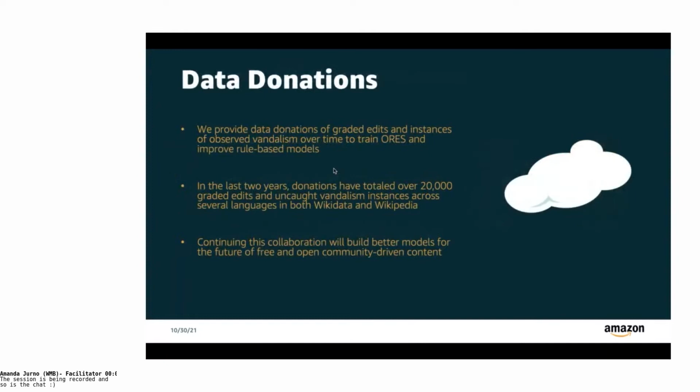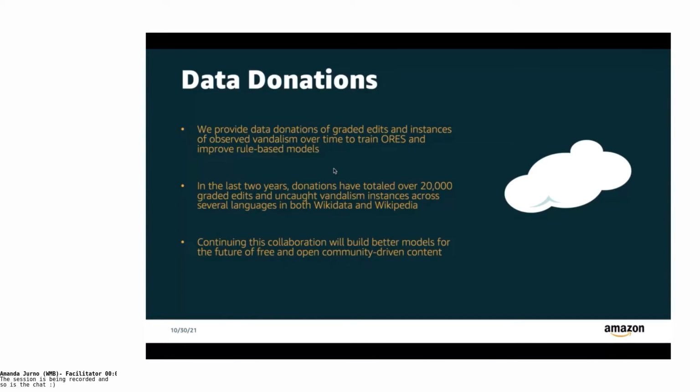So the first component of our collaboration is data donations. We provide data donations of graded edits and instances of observed vandalism over time. This is primarily to help train ORES models and improve rule-based models. In the last 2 years, our donations have totaled over 20,000 graded edits and uncaught vandalism instances across several languages in both Wikidata and Wikipedia. Primarily, we try our best to focus on languages that are typically underserved in their labeling campaigns, to try and better those models and identify inaccuracies and instances of vandalism when they occur.